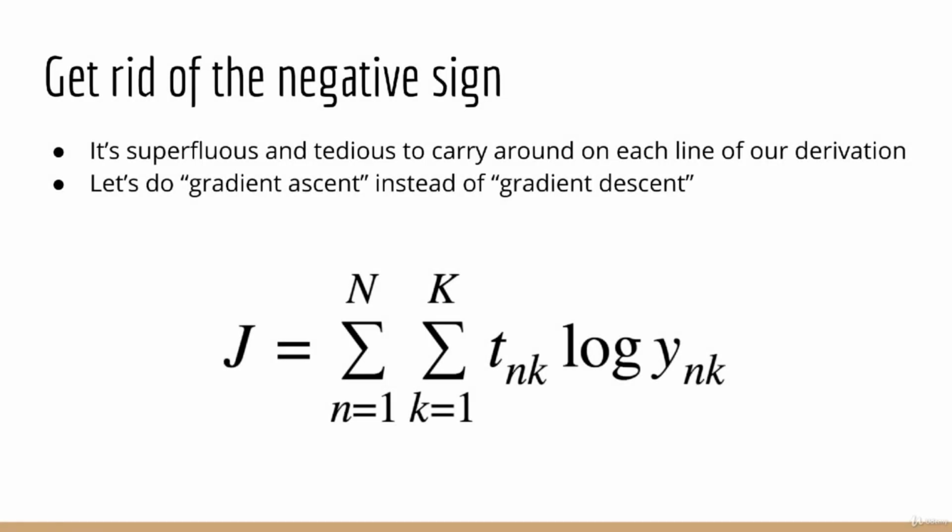As a side note, since the negative sign is somewhat superfluous and all we'll end up doing is copying it over and over again, it's easiest just to drop it completely and work with an objective that we want to maximize rather than minimize. Of course, this is just the log likelihood of our model with respect to the data instead of the negative log likelihood.